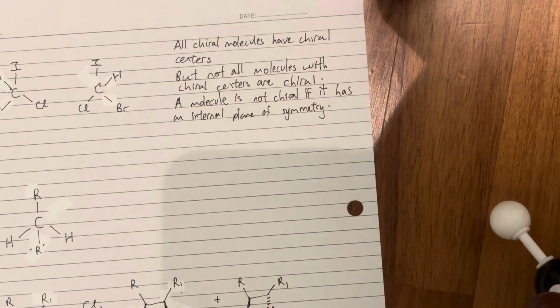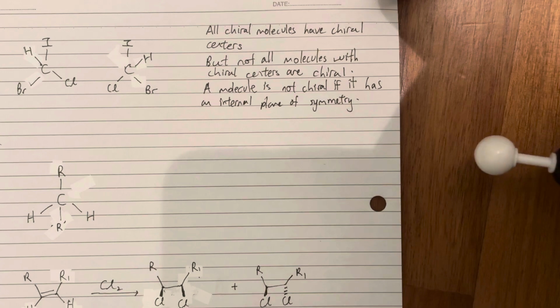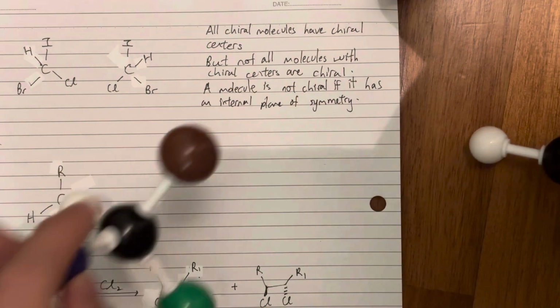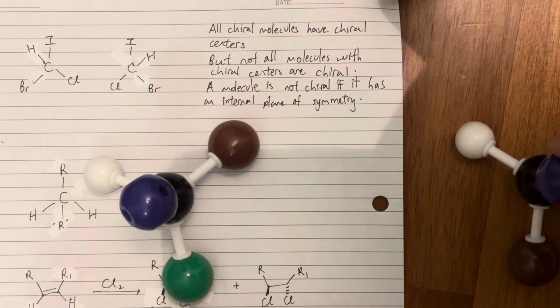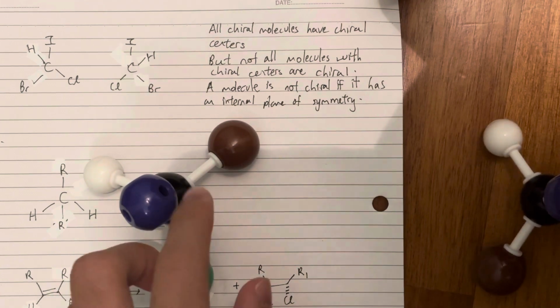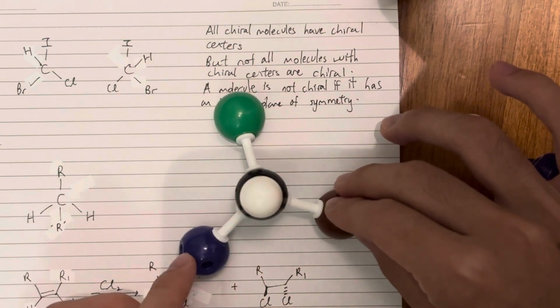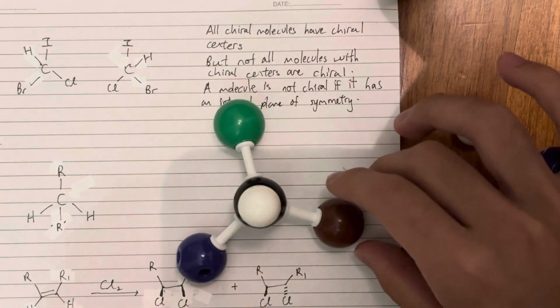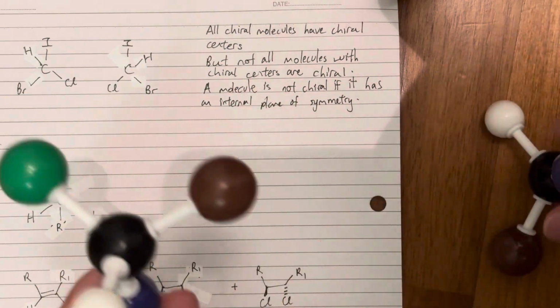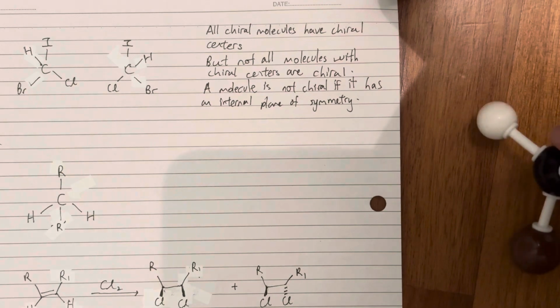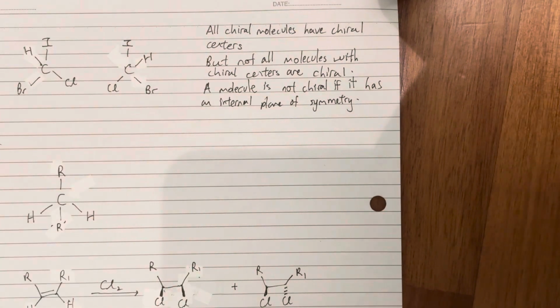So, enantiomers, what must they have? They must have something called a chiral center. In this context, for carbon, it must be bonded to 4 different substituents. So let's say this carbon is bonded to a hydrogen, an iodine, a chlorine, and a bromine. These are 4 different substituents, which makes the carbon chiral.